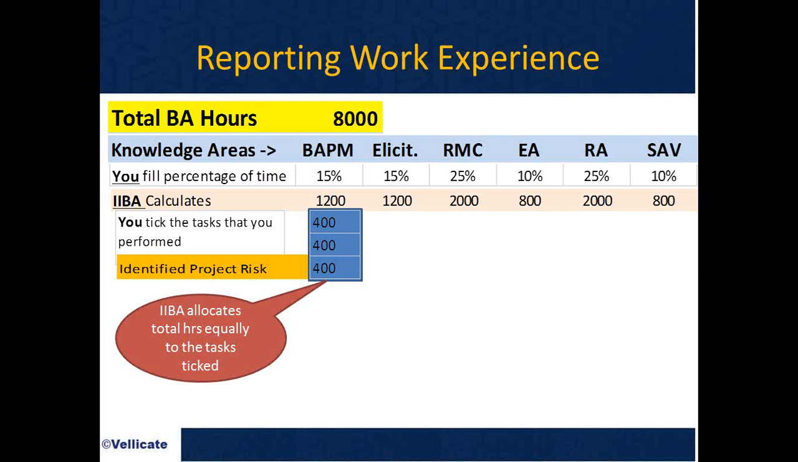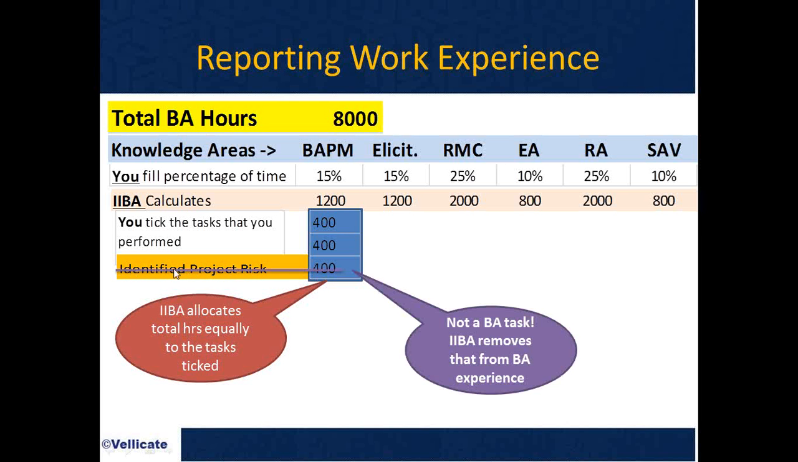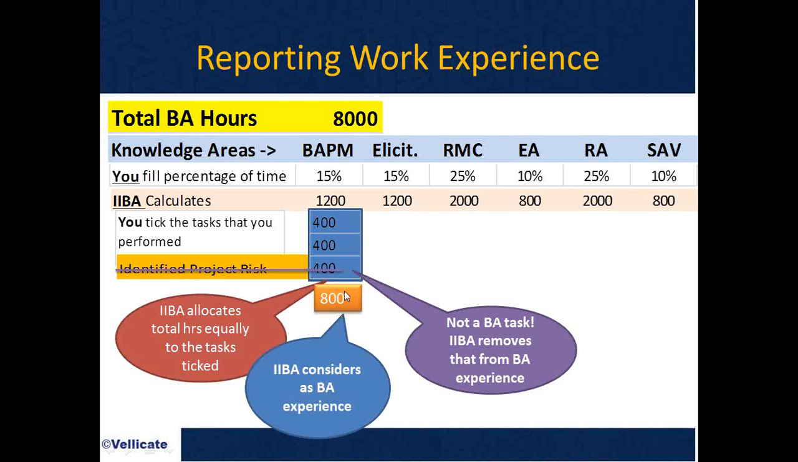Now what happens is very interesting to see. Identifying project risk is not a BA task. It is a project manager's task. So IIBA will remove this 400 hours. Though you spent 20 hours first of all, and this got proportionately allocated as 400 hours, the second thing is that this task is not a BA task, and therefore it will be removed from your experience. Hence the BA experience that IIBA will consider in BAPM will be 800, not 1200.